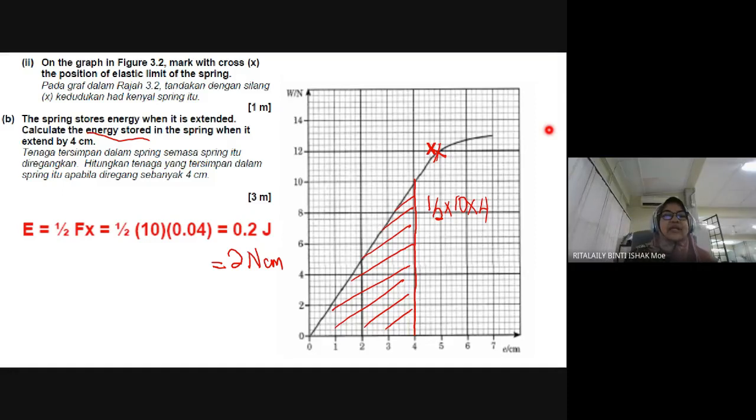The spring stores energy when extended, calculate the energy stored. It wants the energy stored. And we have a graph. So if we have a graph to calculate energy, elastic potential energy stored, it is the area under the graph. But here it uses a formula. So it is the same, because from the area, you are using the same formula, which is F times X. Just in this case it is W and E. It doesn't use F, it doesn't use X. Okay, so can?